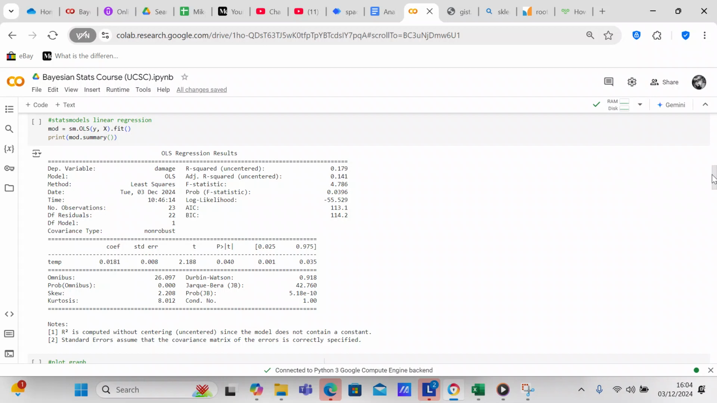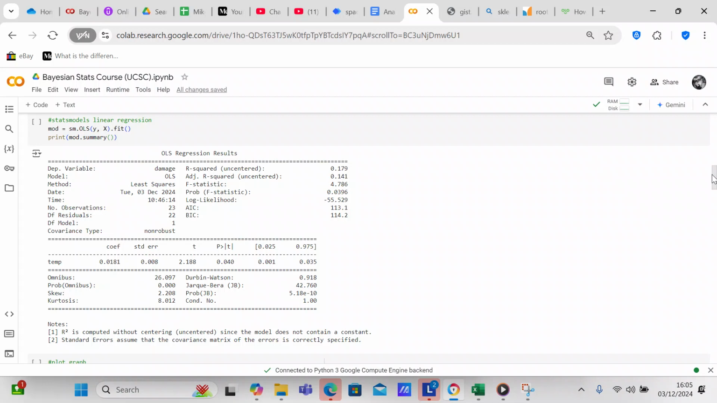Degrees of freedom residuals equals 22, and the degrees of freedom of the model equals 1, because the degrees of freedom is generally the number of columns minus 1, but it really depends upon what model you're using, because depending upon the distribution that you're using, it could have a different formula for degrees of freedom. But in this particular instance, it's the number of columns, 2, minus 1, equals 1.